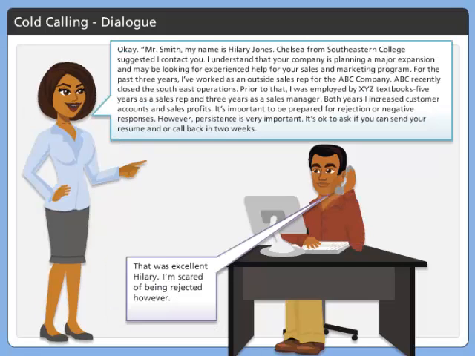Okay. Mr. Smith, my name is Hillary Jones. Chelsea from Southeastern College suggested I contact you. I understand that your company is planning a major expansion and may be looking for experienced help for your sales and marketing program. For the past 3 years, I've worked as an outside sales rep for the ABC company. ABC recently closed the Southeast operations. Prior to that, I was employed by XYZ Textbooks, 5 years as a sales rep and 3 years as a sales manager. Both years I increased customer accounts and sales profits.